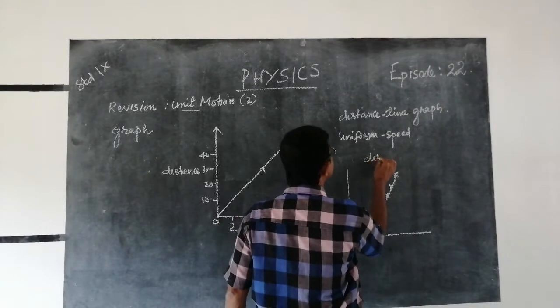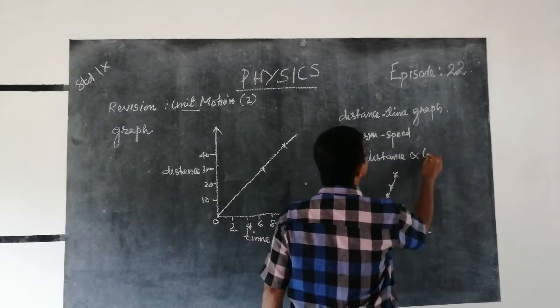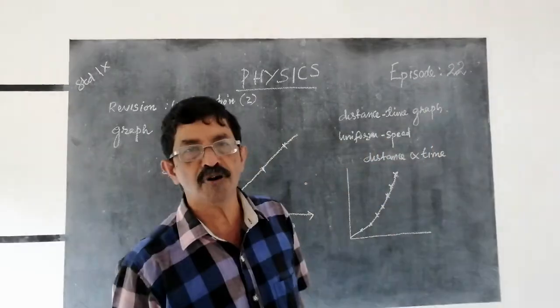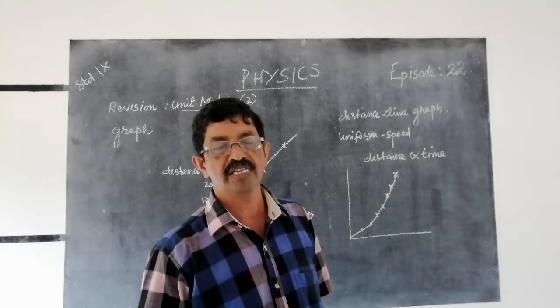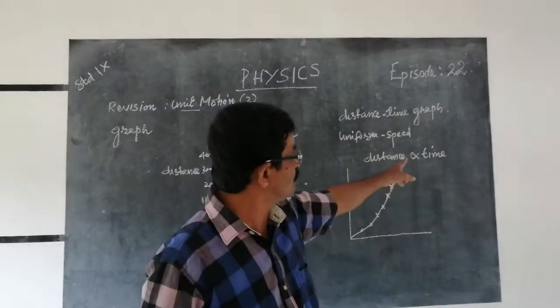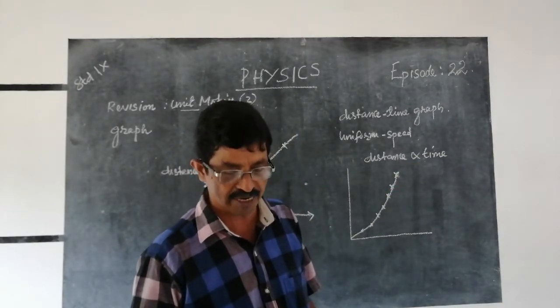So, distance is directly proportional to time in uniform motion. Distance travelled is directly proportional to time in uniform motion. That you want to remember.